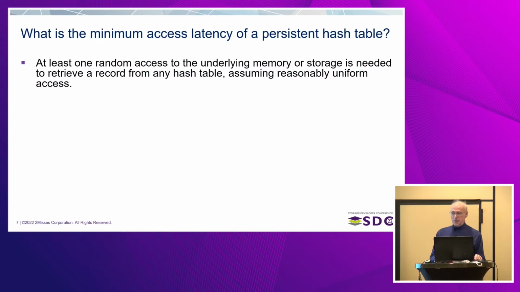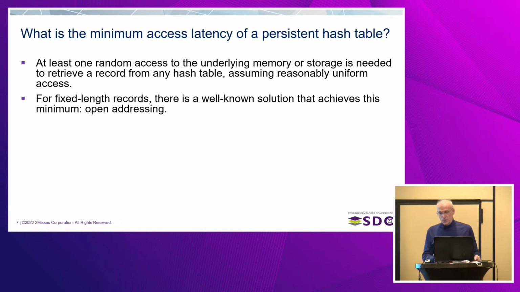So the minimum access latency of any hash table is you need at least one random access to the underlying memory or storage, because the whole point of a hash table is to distribute the records all over the place. And so therefore, if you give a key and you want a value back, it's going to have to do a random access to the table wherever that's stored. Not assuming uniform access. Obviously, if you have extremely skewed things, then you can do better, but I'm assuming uniform.